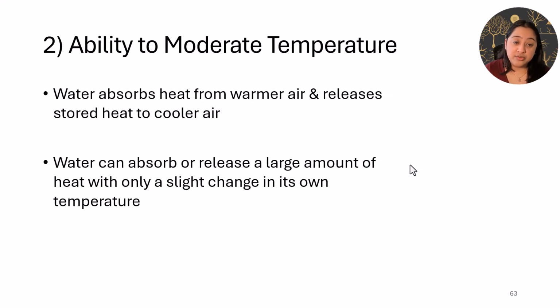Property number 2 of water is its ability to moderate temperature. So water absorbs heat from warmer air and releases stored heat to the cooler air. And this is really helpful, as some of us might know, in the summers. So water absorbs heat and then is able to release heat. And so that's really helpful to living things. Water can absorb or release a large amount of heat with only a slight change in its own temperature.